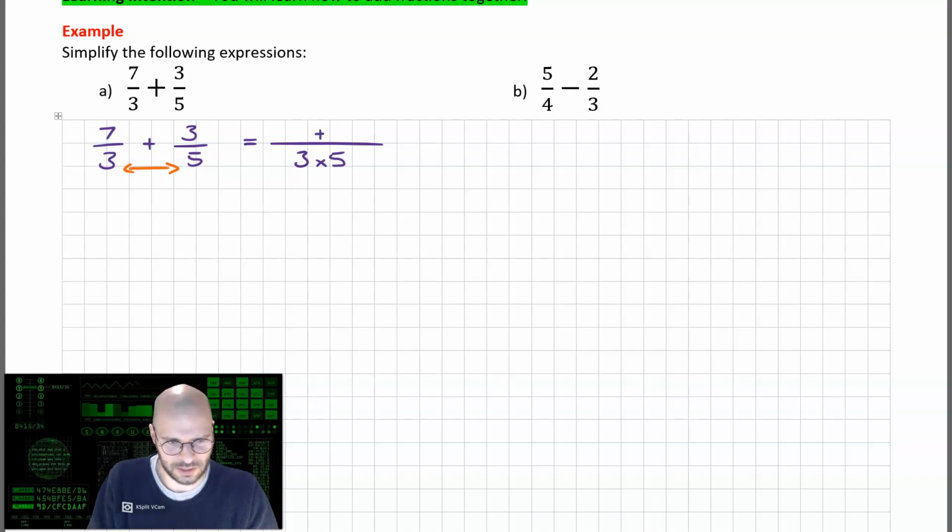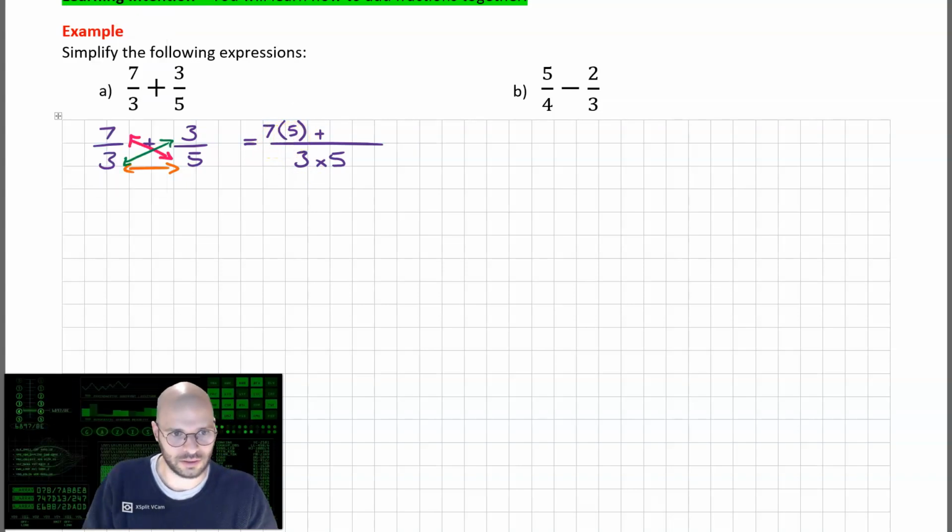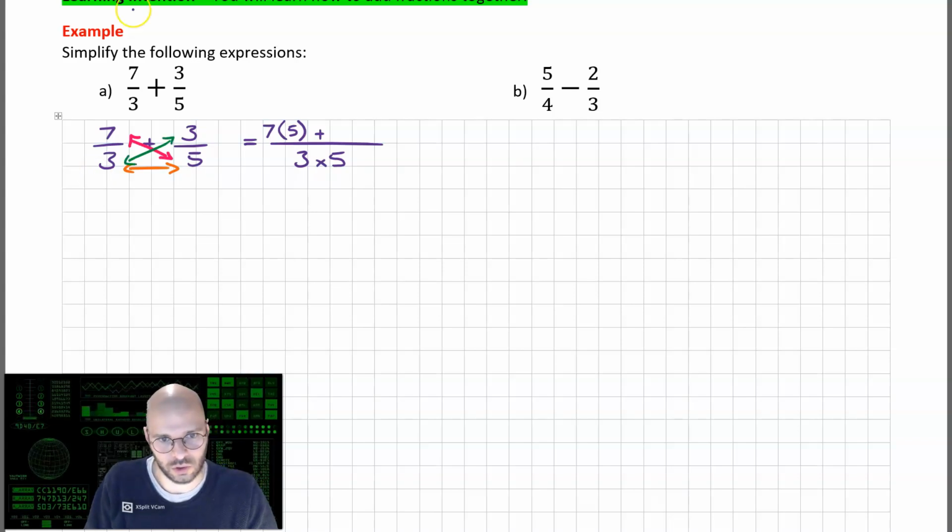Next step, I'm going to get my first numerator and multiply it with my second denominator. This will look like 7 multiplied by 5. Notice I'm using the bracketed shorthand multiplication here. Same process, it's just written in a more compact form. So this means multiplication, 7 times 5. And then to finish this off, I get the first denominator and multiply it with my second numerator. This will look like 3 multiplied by 3.